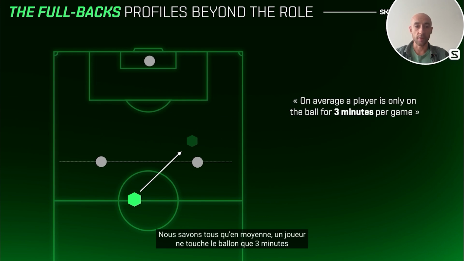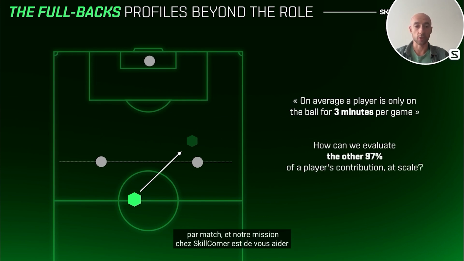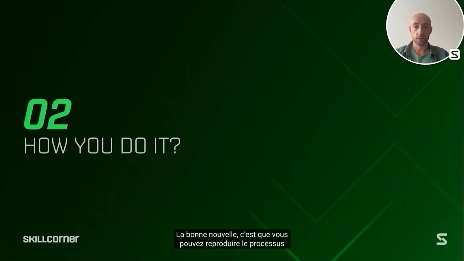So we all know that on average a player is only on the ball for 3 minutes per game, and our mission at SkillCorner is to help you evaluate each player's contribution on the pitch for the remaining 97% of the time on a global scale. Now the good news here is that you can actually replicate the process yourself in a really simple way.